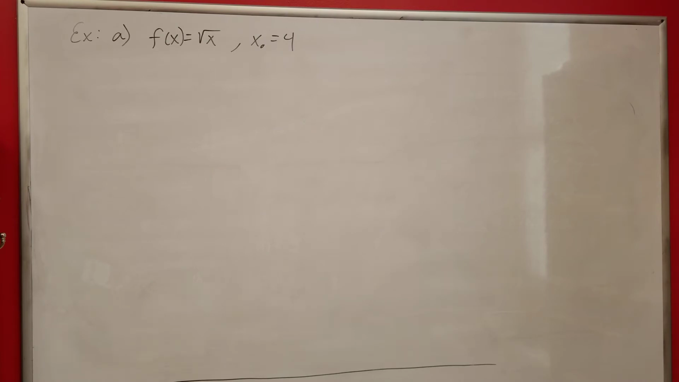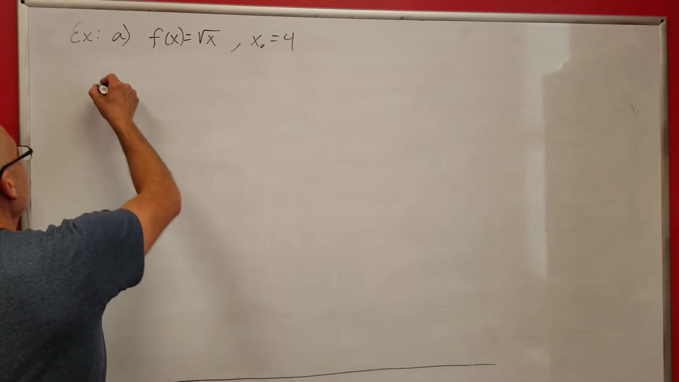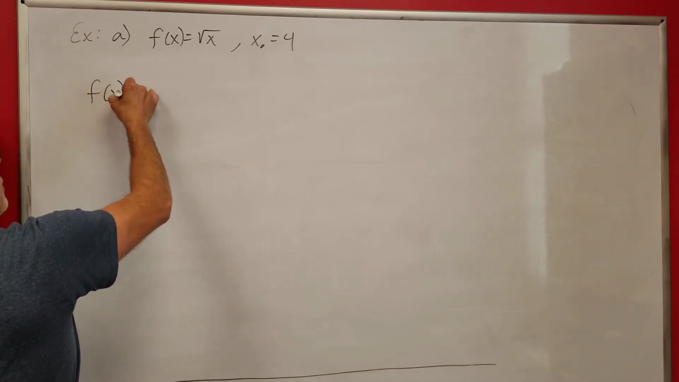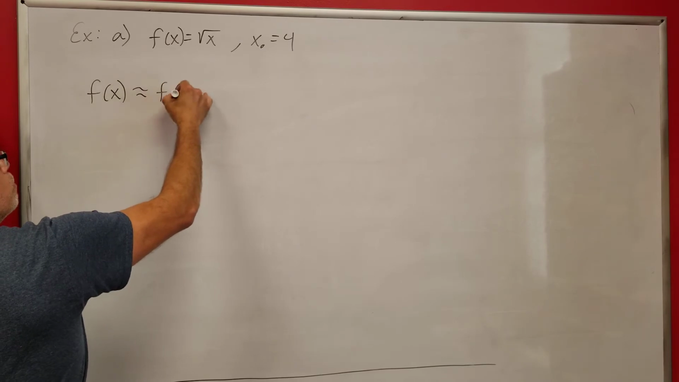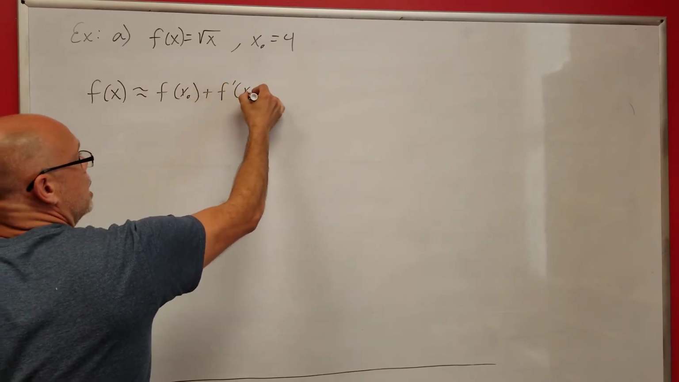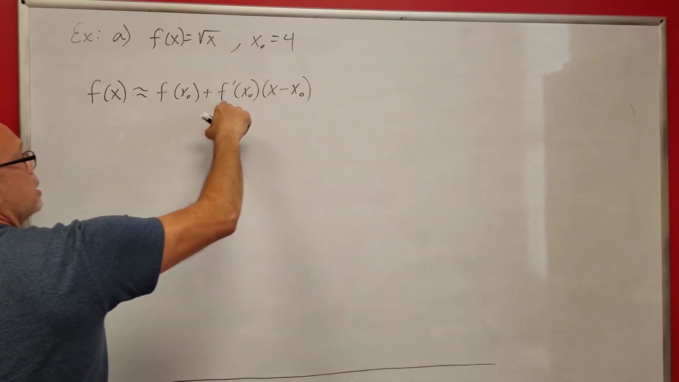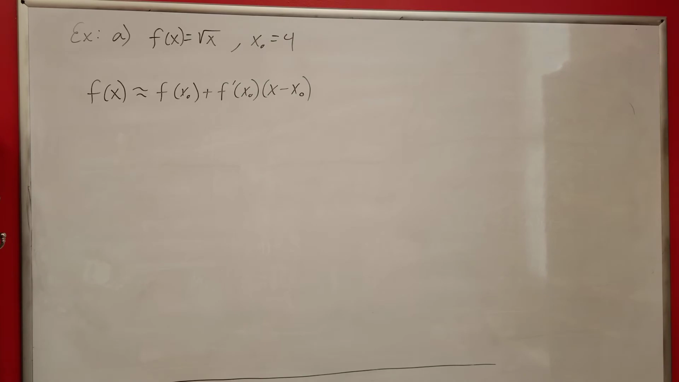Alright, so they want me to find a local linear approximation. Whenever they say find a local linear approximation, they want this: f of x is approximately f at x naught plus f prime at x naught times x minus x naught, with this and this filled in.